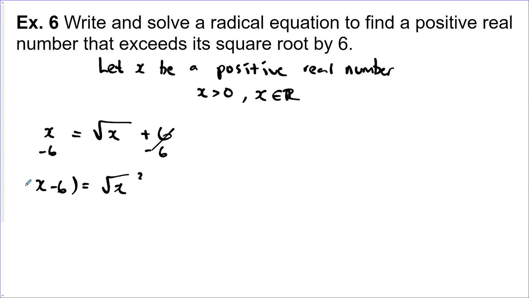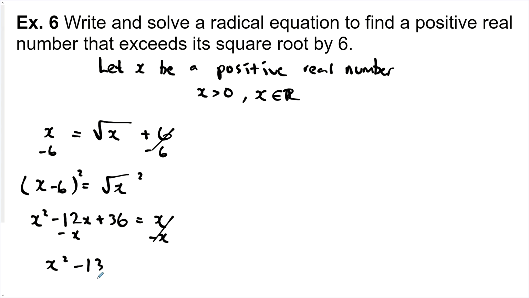x minus 6 equals the square root of x. Square both sides. Remember, square the whole binomial. So x squared minus 6x, minus another 6x, minus 12x plus 36. Do not just square the individual terms. You have to square it like this. And the square root of x squared is just x. Collect up like terms, so I guess I'll move it to this side. Minus x, minus x. We got x squared minus 13x plus 36.